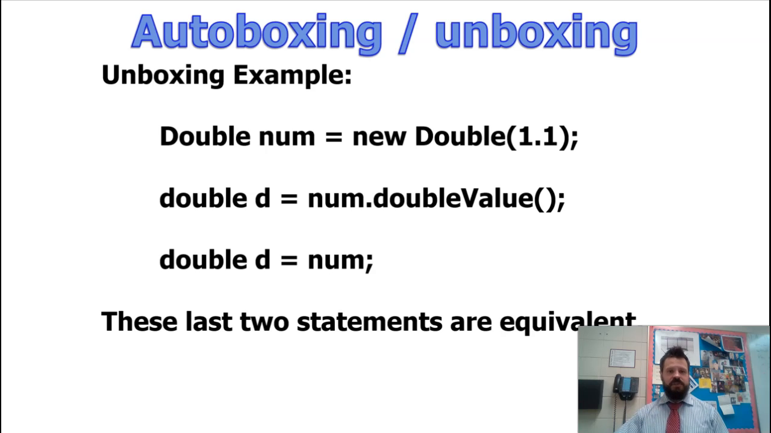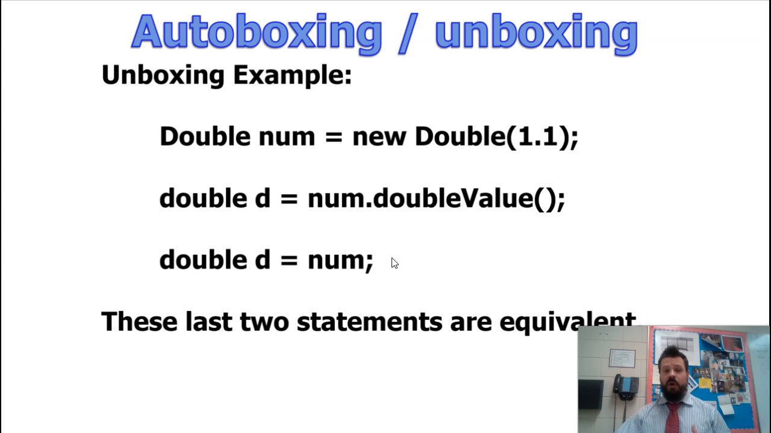So, unboxing examples. Let's say I make a Double object called num and I create it with a new Double constructor. Now again, I could just pass in a double primitive and that would autobox it for me. But let's take a look at these next two lines of code. I could say double d equals num.doubleValue(). So actually calling the doubleValue method on that num object, that would assign d to this 1.1. So that's using that object's class methods.